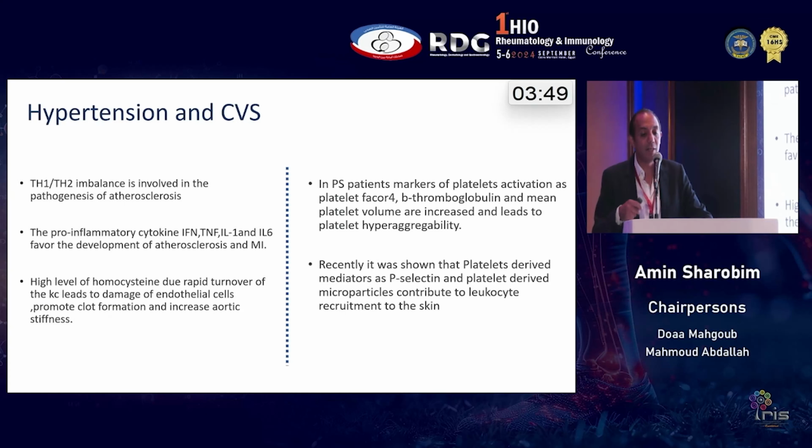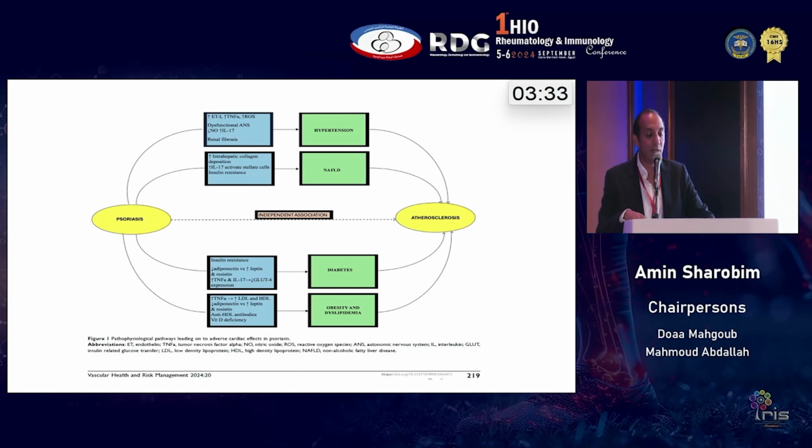The pro-inflammatory cytokines, tumor necrosis factor, interleukin 5, interleukin 1, interleukin 6, help to develop more and more atheroma, and the platelet-derived factor, that's P-selectin, and the adhesion molecules are more secreted, more increased in psoriatic patients. So as we can see, in psoriasis there is an increase in intrahepatic collagen and a lot of inflammatory cytokines that lead to hypertension. It leads to non-alcoholic fatty liver disease that leads to atherosclerosis at the end.